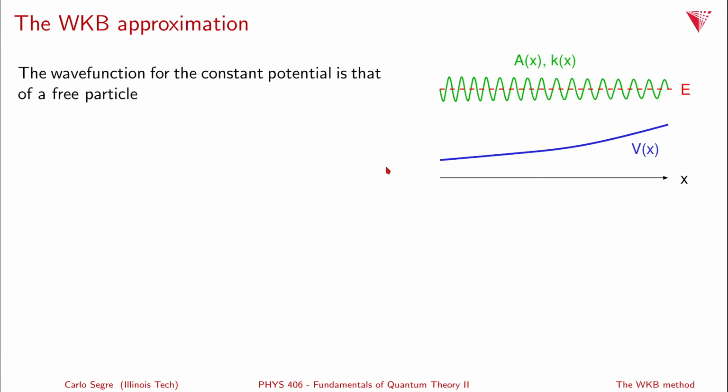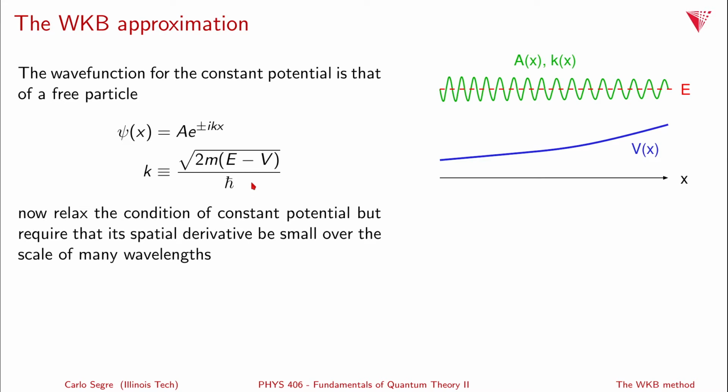So the wave function for the constant potential is that of a free particle, and we know how to write that down. Its psi is equal to A e to the plus or minus ikx for a free particle, where k is just the square root of 2m times the quantity E minus V, all over h bar.